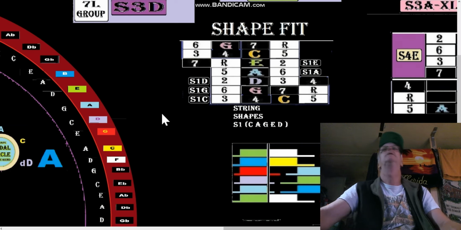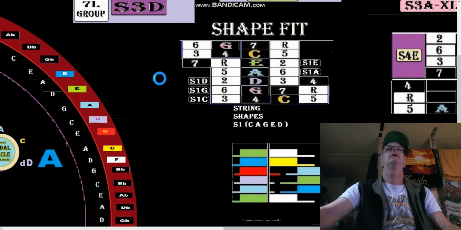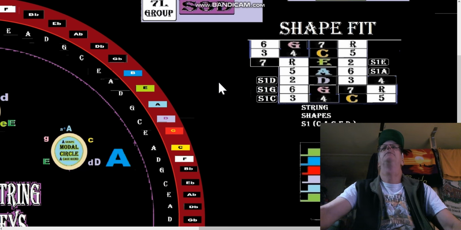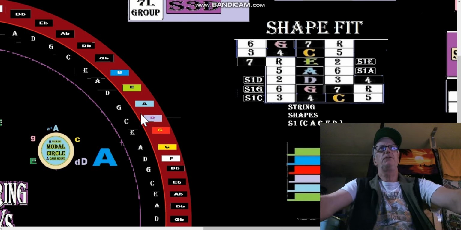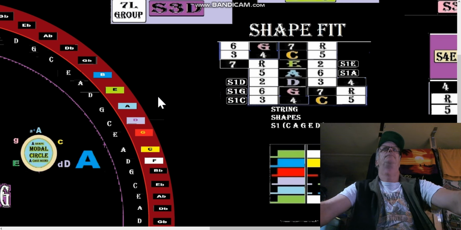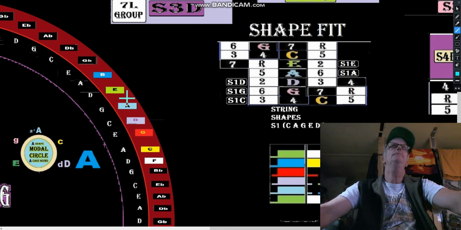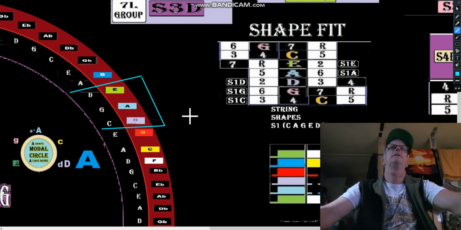Wow, we are having fun here today. So here it is right here, and we have our shape fitting. It's a G-shaped A right here. One more time with the lines. Sorry about this. I had a little interruption there. G-shaped A, C-shaped D. So this is the area we're looking at here.